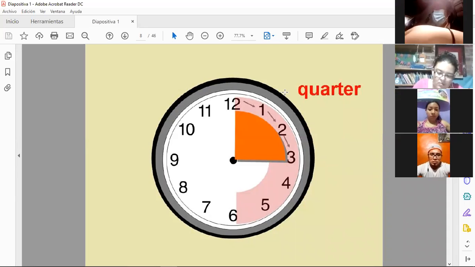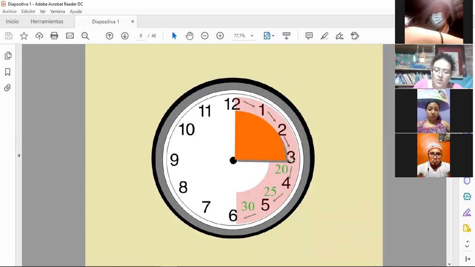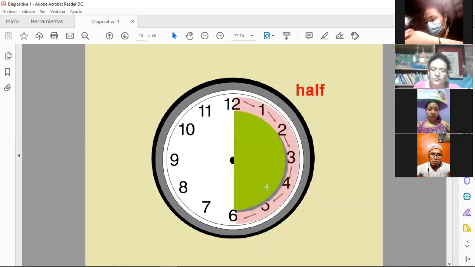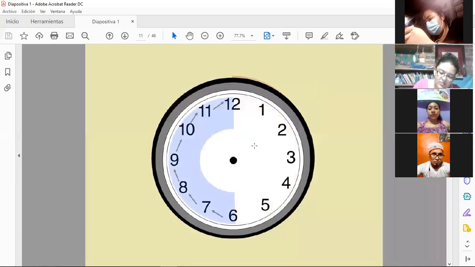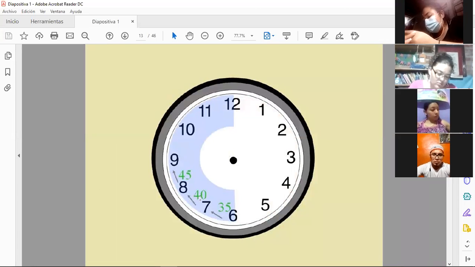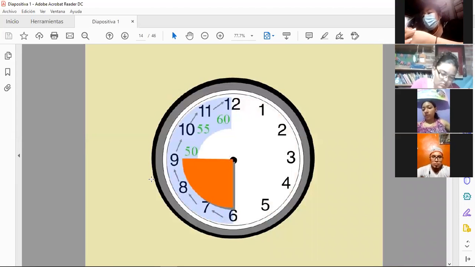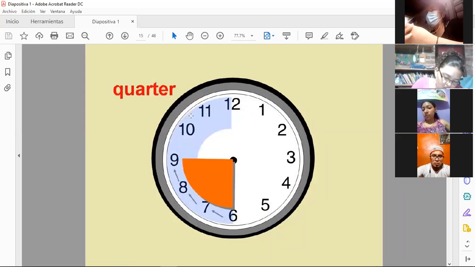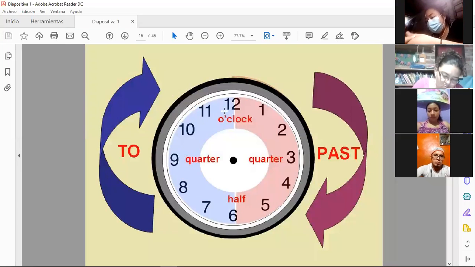On the platform it will go as 4:15, okay? Then we have 20, 25, 30, and from here you have half. Remember, half. That's half past. Then, my friends, we have the other way, from 31 to 59, we say to. So, for example, 35, 40 minutes, 45, we have quarter to again, right? For example, quarter to 9. And that's why we have here 4:00, quarter past, half, and quarter to.